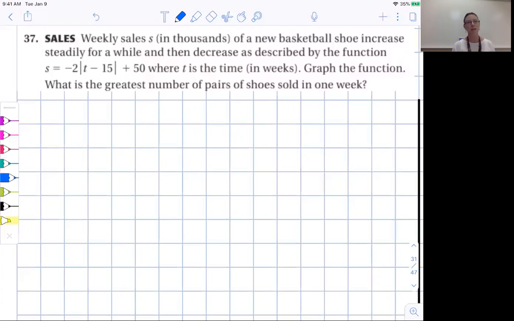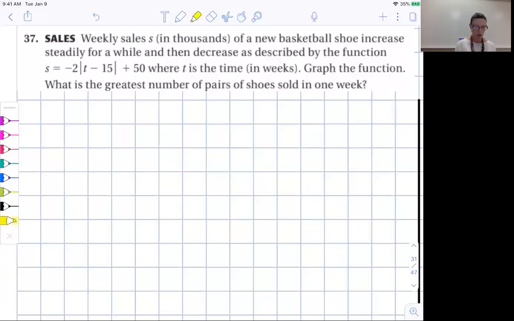Okay, so the S is the sales, the t is the time. It shows that we have an increase in the function, and then you're going to have a decrease in the sales. It says to graph it, and then asks what is the greatest number of pairs of shoes that could be sold in 1 week. So we're going to graph this the same way.